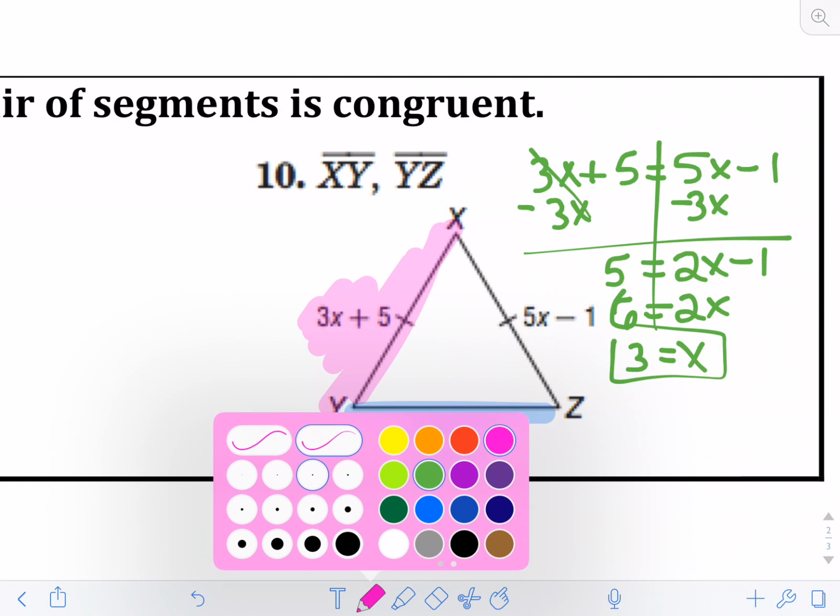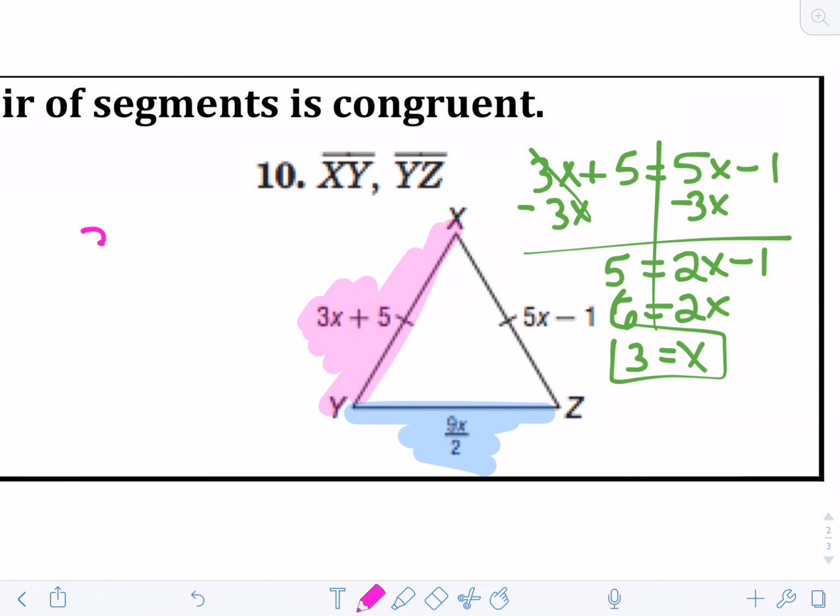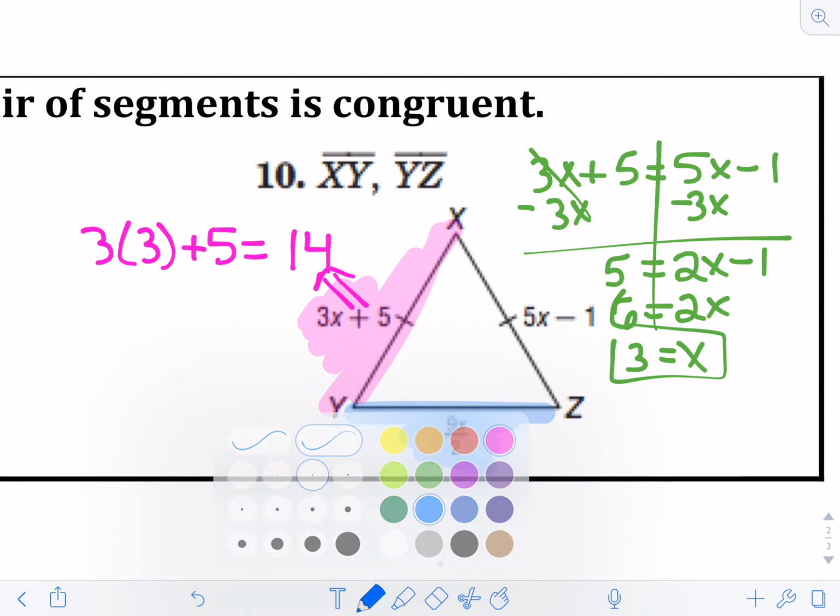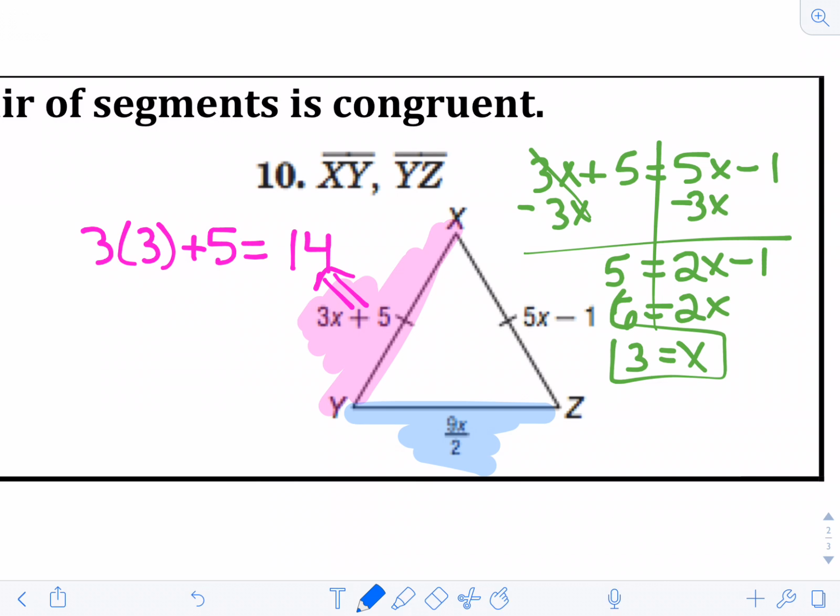I have to plug that value back in to both sides and see if they are congruent. So over here, for my XY, I have 3 times 3 plus 5. Well, 3 times 3 is 9. 9 plus 5 will give me 14. So this piece right here is equivalent to 14. So if the bottom piece, my YZ, is 14, then this will work. If not, then it won't work.